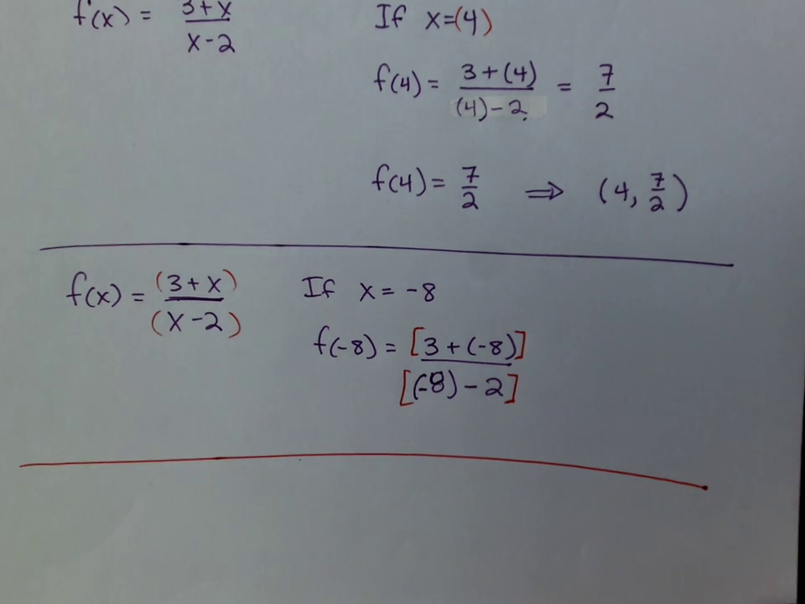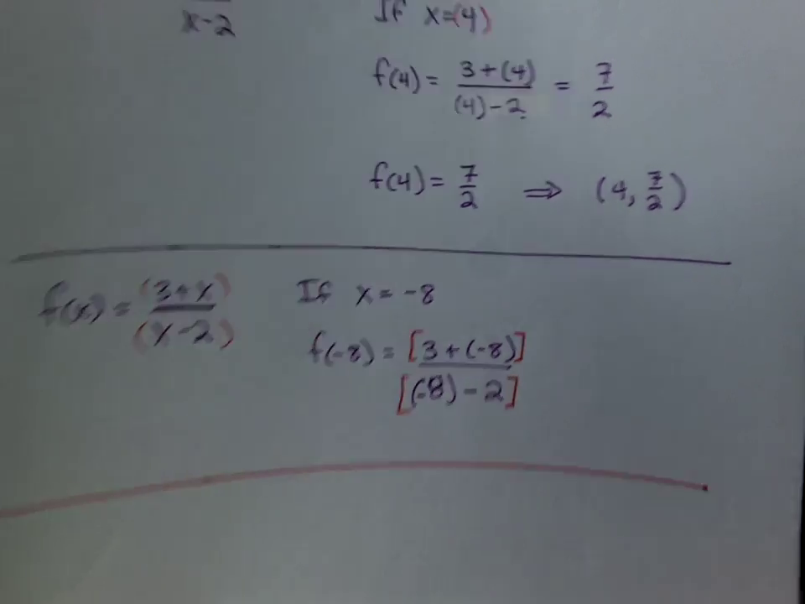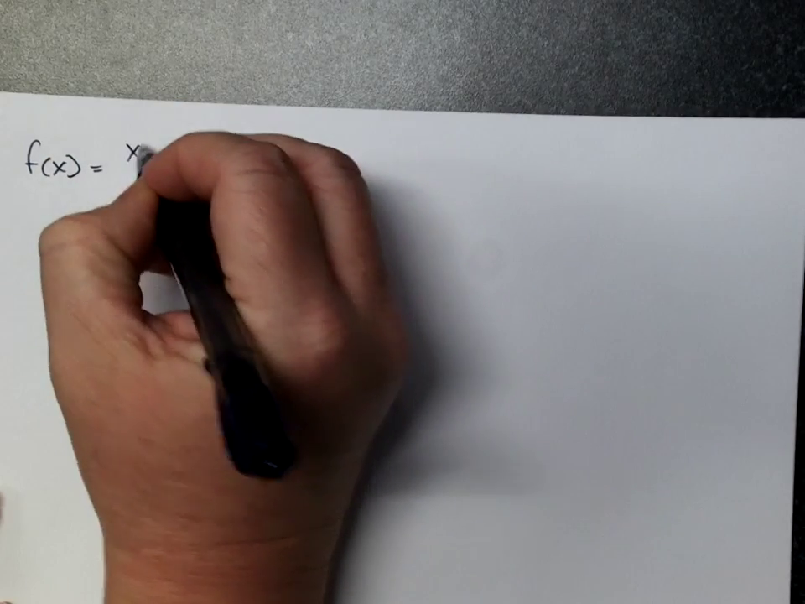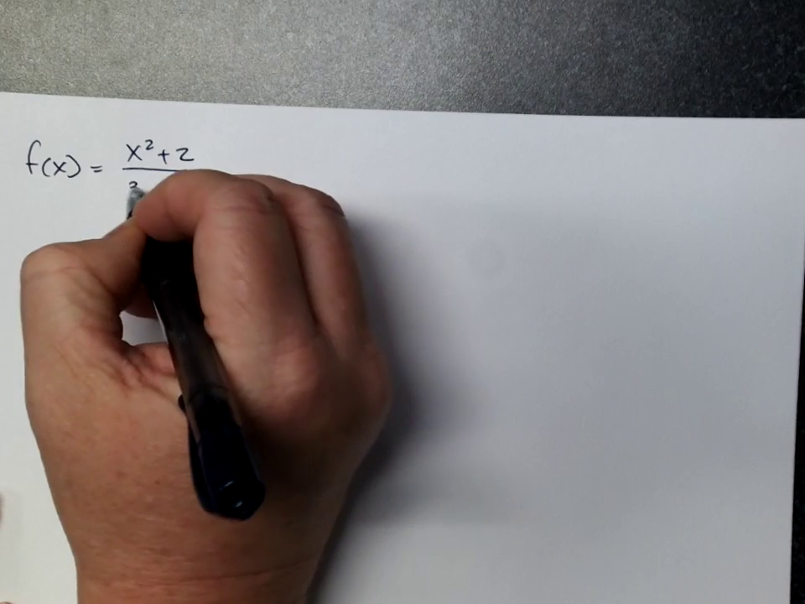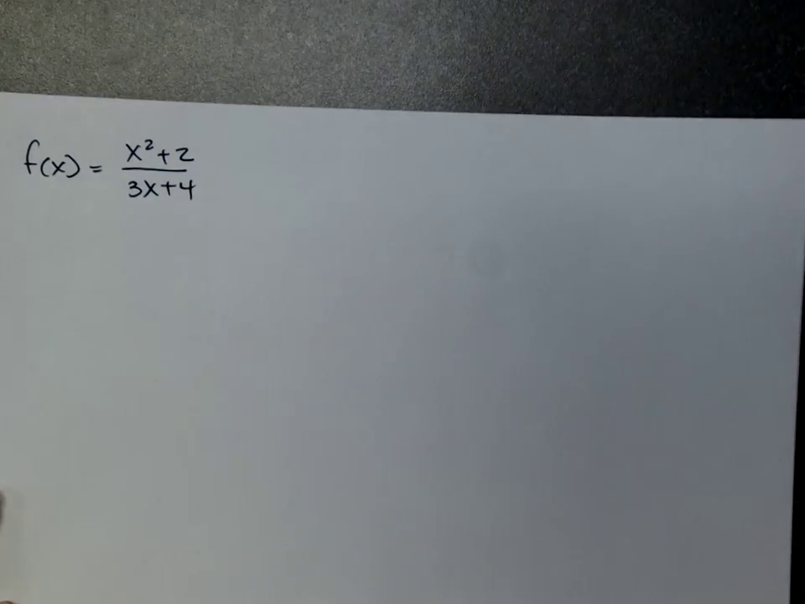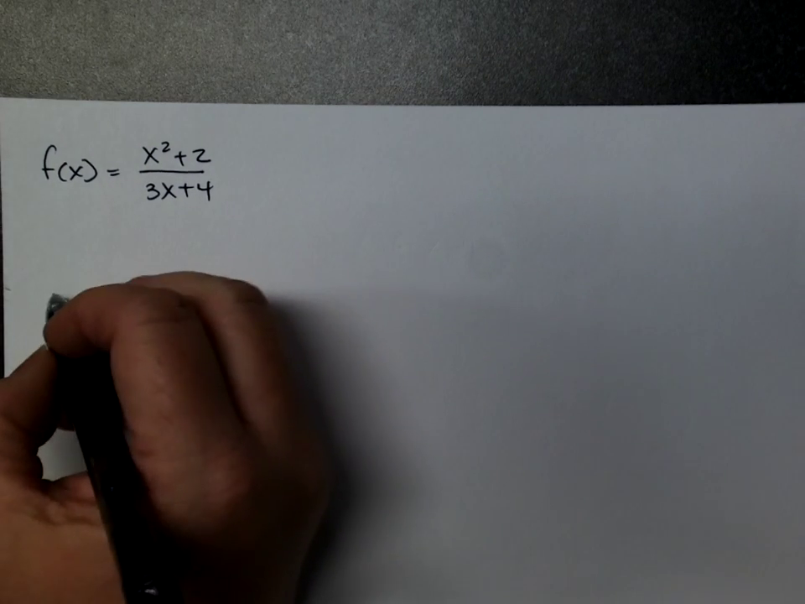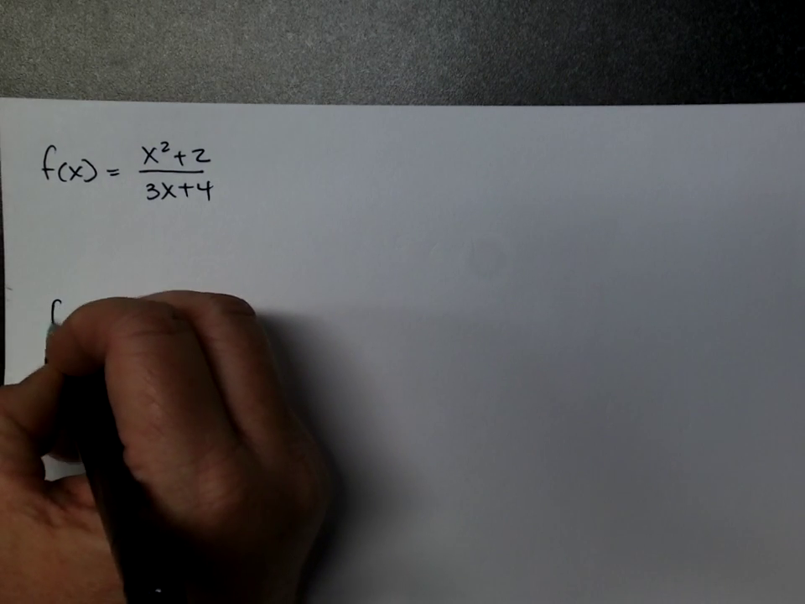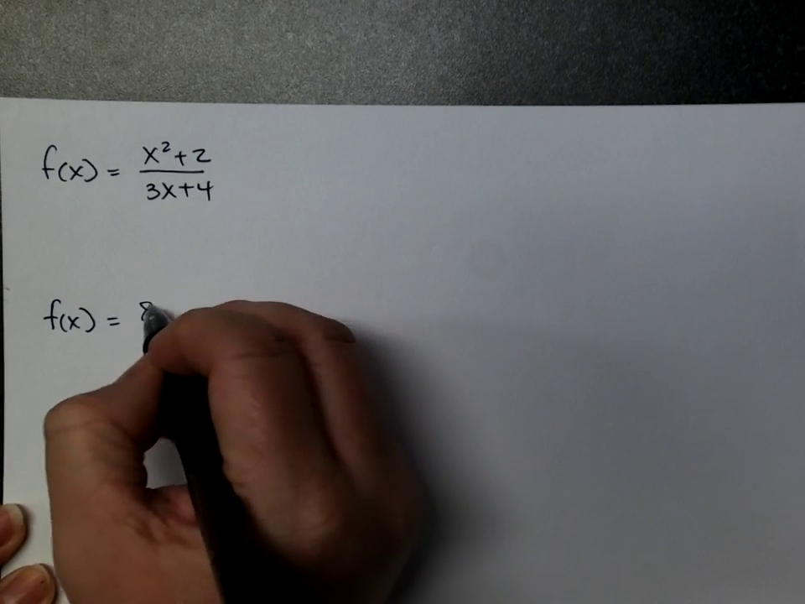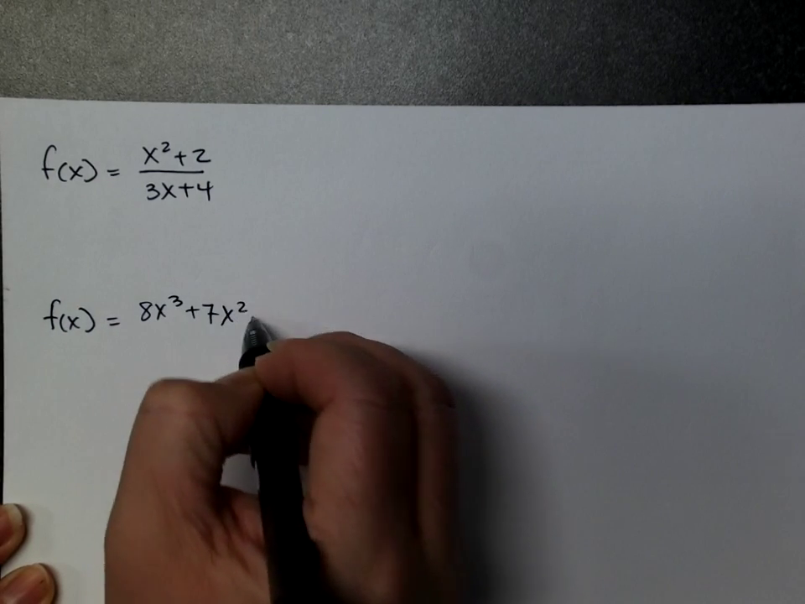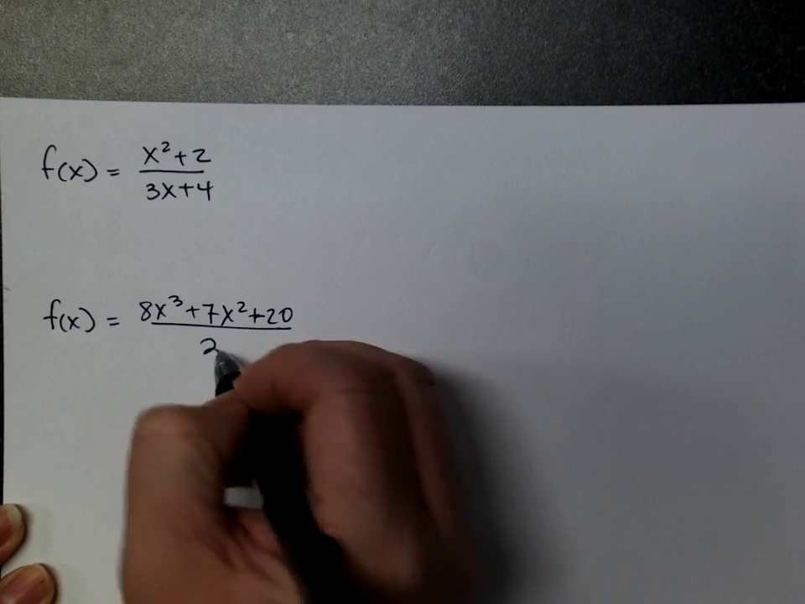Okay, so let's find some domains of various rational functions. If we've got a function of x squared plus 2 over 3x plus 4. I'm going to put a few of these up here, and then we'll work through them. And then we've got, let's see, f of x equals 8x cubed plus 7x squared plus 20 over 2.